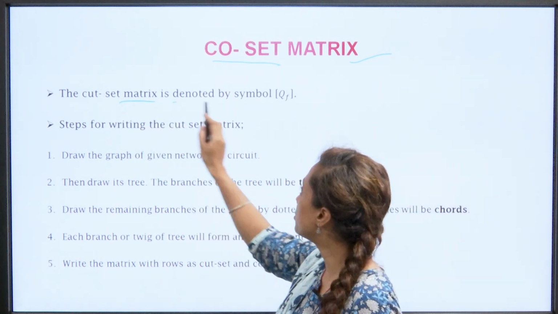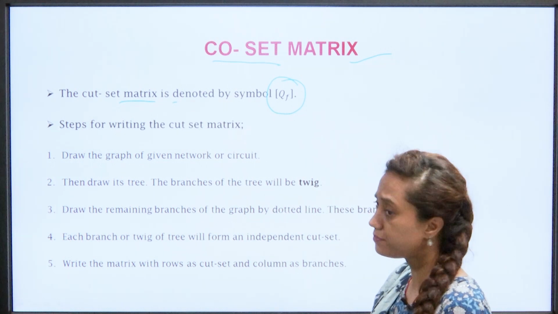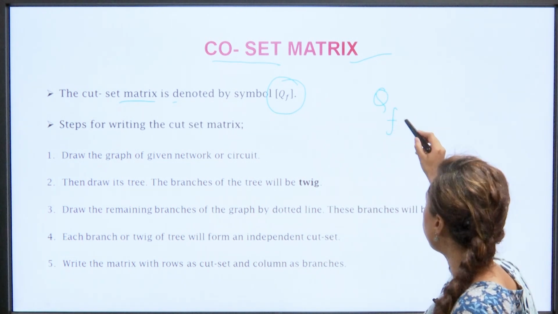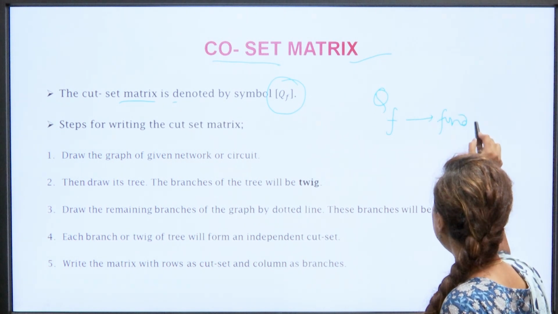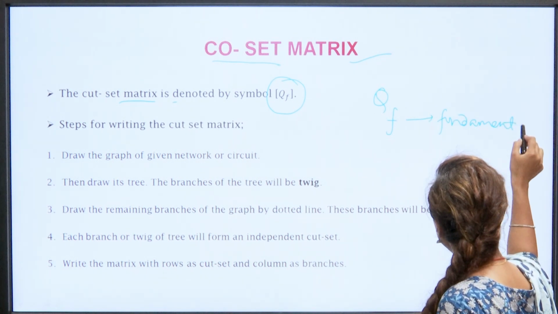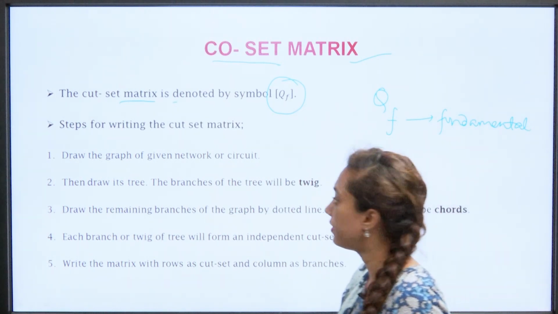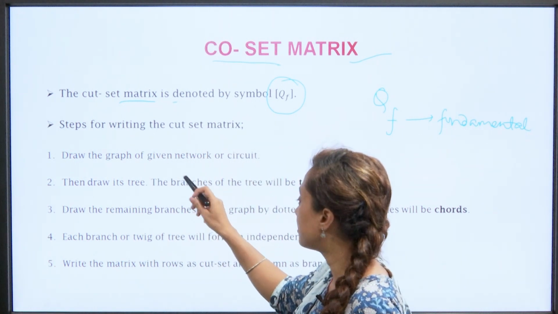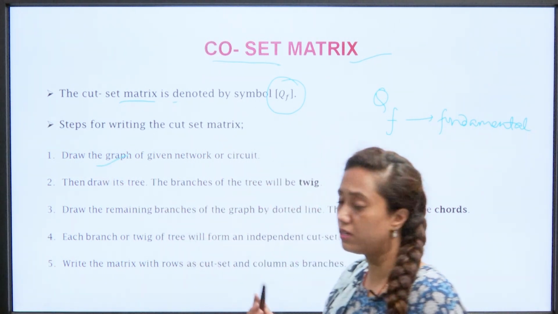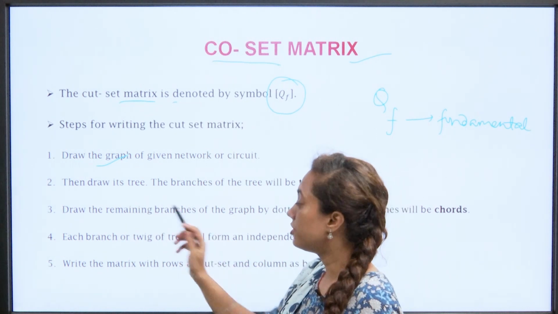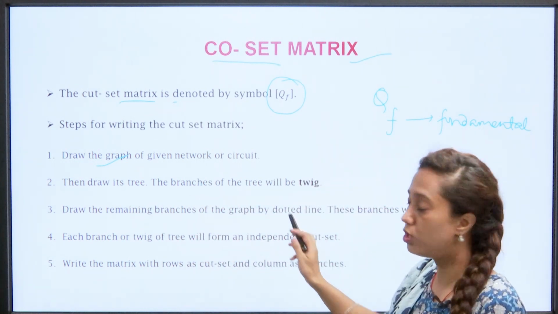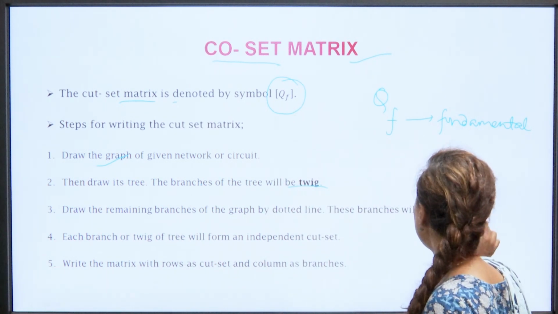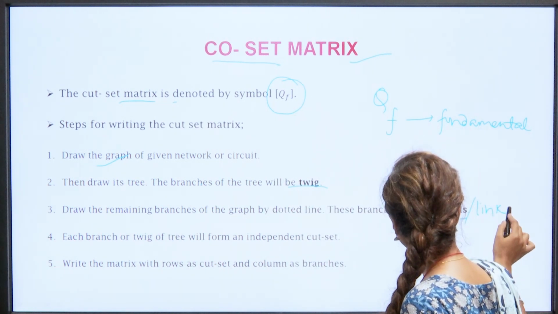So the cut set matrix is denoted by the symbol Q subscript F. F stands for fundamental cut set, right? Now there are certain steps for writing the cut set matrix. First we have to draw the graph from the given network. Now draw the tree, and the tree branches are called the twigs. Draw the remaining branches, which is the co-tree, and they are called the chords or links, right.